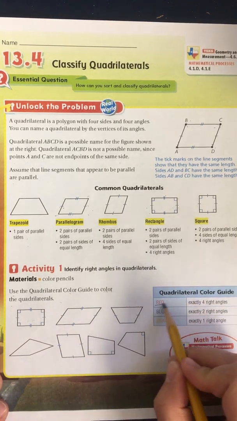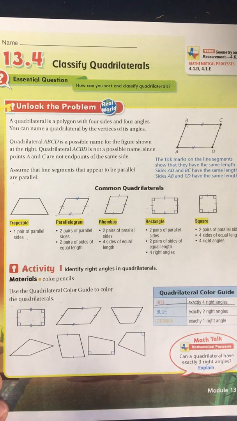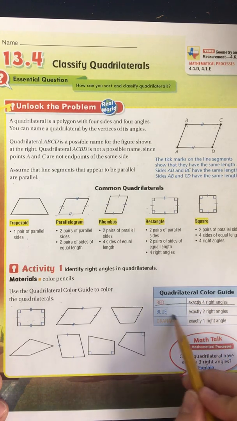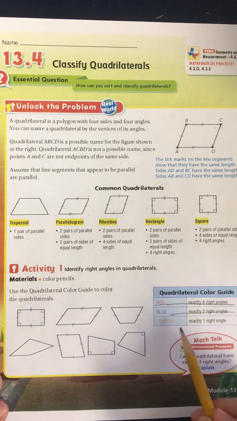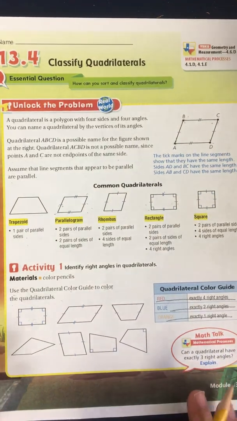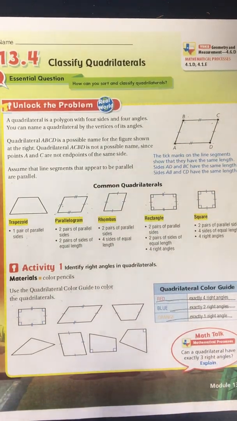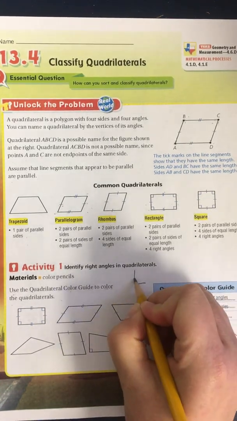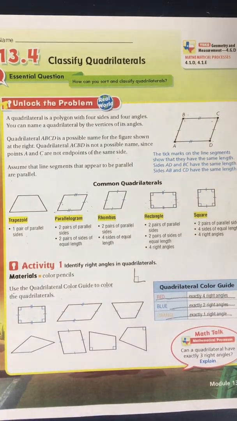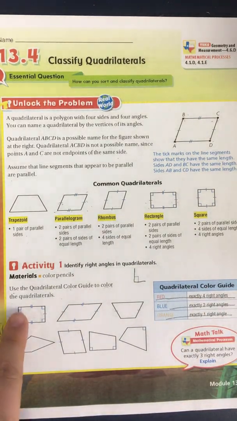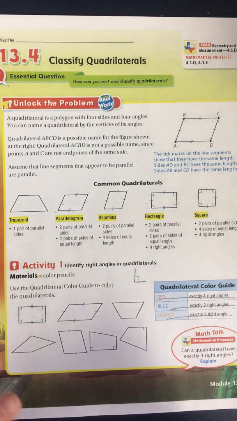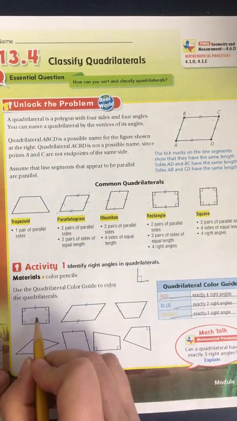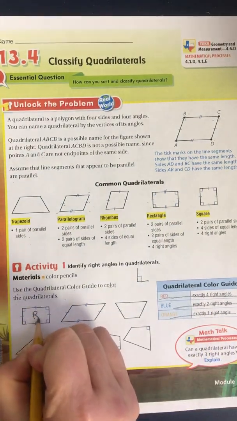So we're going to be looking at quadrilaterals. If they have exactly 4 right angles, you would color it red. If they have exactly 2 right angles, you'd color it blue. And if they have 1 right angle, you would color it orange. Remember, a right angle makes that 90-degree angle. A lot of times they are noted with that little box. This little box tells me it's right. So this one has 4, so this is going to be red.